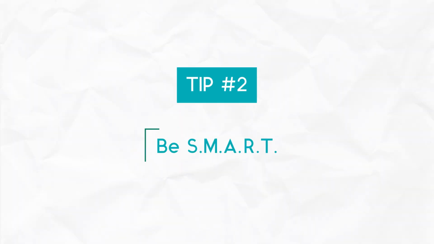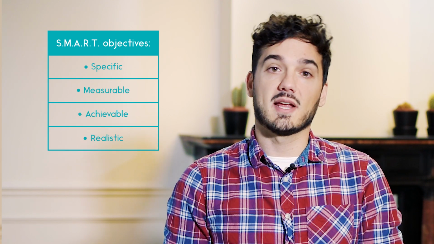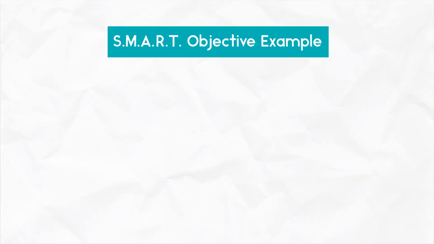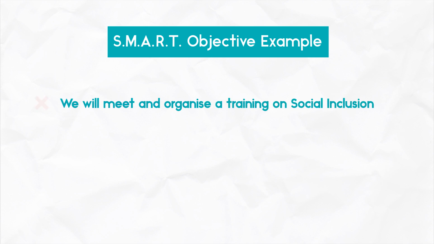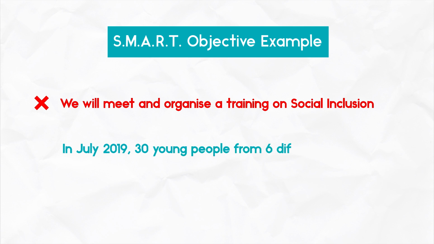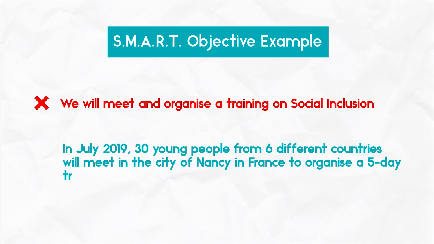Tip number 2. Be smart. When writing your project content, remember to use SMART objectives. Make sure your answers are specific, measurable, achievable, realistic, and time-bound. Let's see a concrete example of a SMART objective. Instead of writing, "We will meet and organize a training on social inclusion," you can write, "In July 2019, 30 young people from 6 different countries will meet in the city of Nancy in France to organize a 5-day training event on social inclusion in Erasmus+."